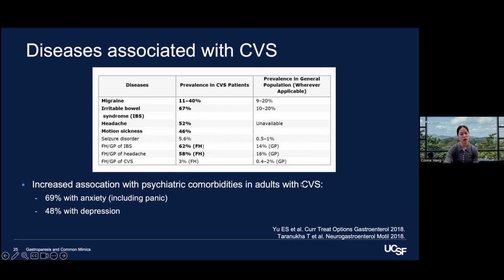Keep in mind there is also a high association with other psychiatric comorbidities in these patients, which can certainly play into their symptoms as well. As many as 70% of patients may have underlying anxiety as well as panic disorders, and almost 50% of patients probably have some underlying depression as well.